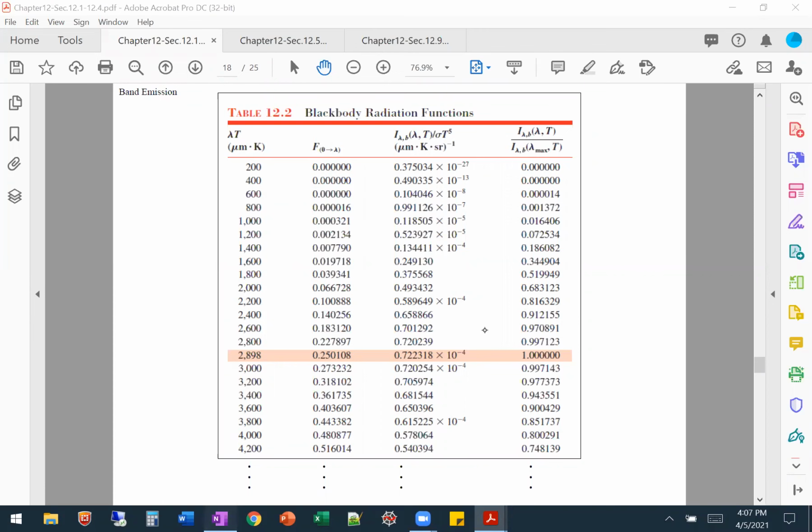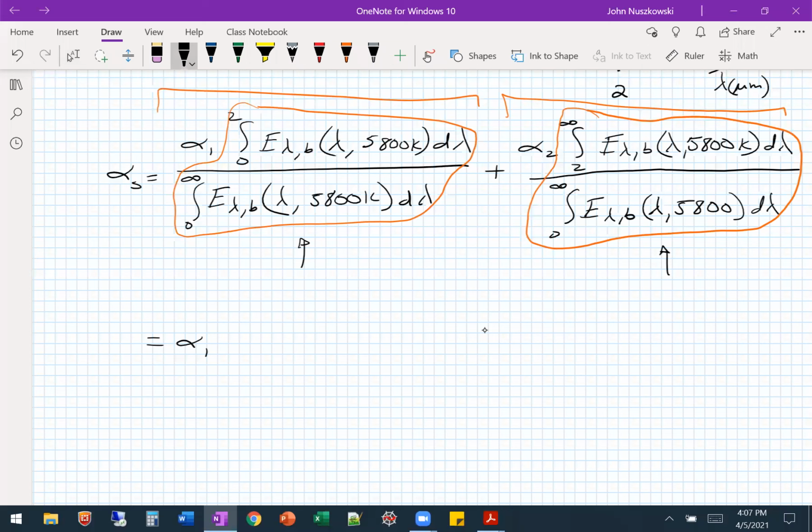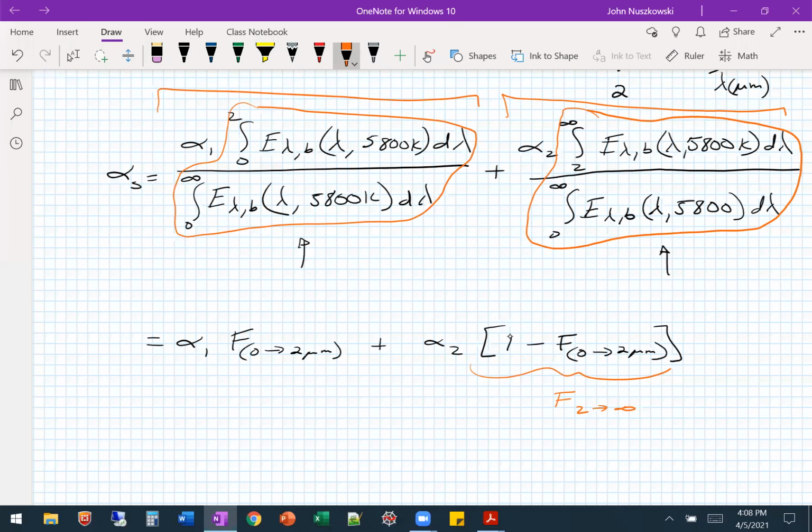So this simplifies greatly to just the absorptivity from 0 to 2, and then this is just your fraction of emissive power from 0 to 2 microns. And then we have the absorptivity after the step change, and it's 1 minus that fraction, because that's the remainder. So that's the same as 2 to infinity, 1 minus. Okay. Any questions?